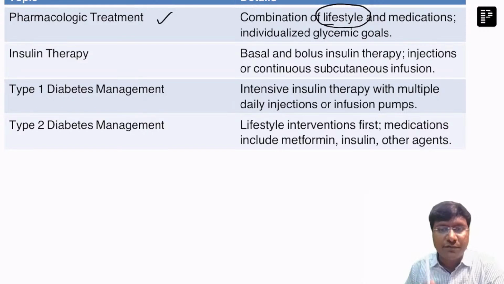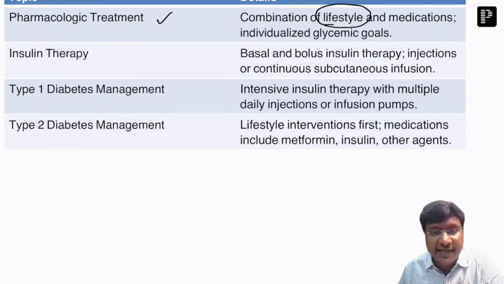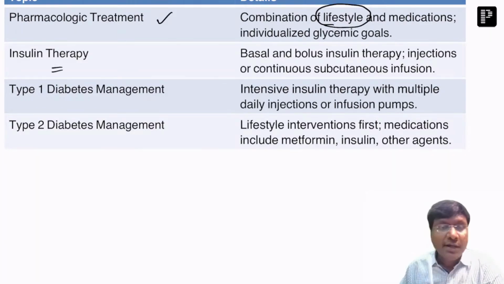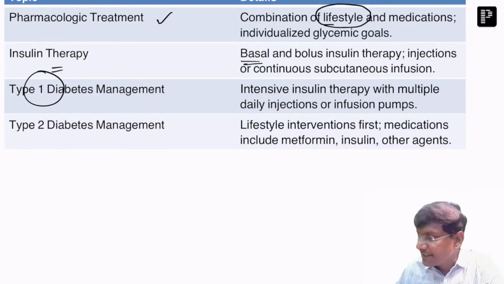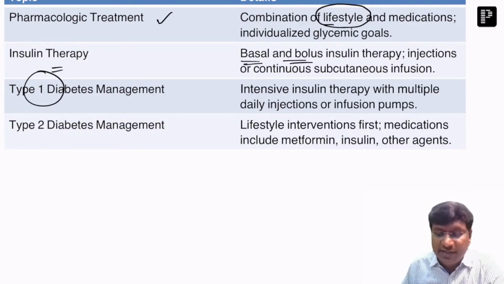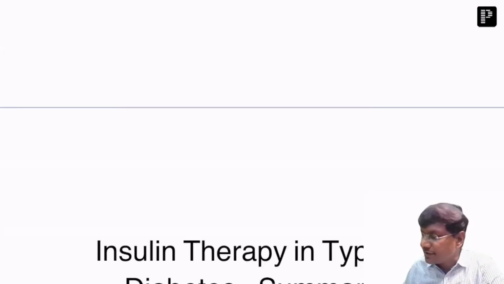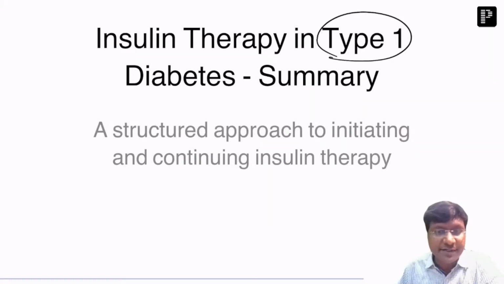So the combination of lifestyle and medications is a very, very important part of the treatment. So pharmacological treatment should not be isolated. It should be given in combination with nutritional support as well as aerobic exercise. Next is the insulin therapy. Now, insulin therapy is the preferred mode of treatment in case of type 1 diabetes mellitus. And in insulin therapy, you have both basal insulin as well as bolus insulin therapy. Now, let me discuss in detail about the insulin therapy in case of type 1 diabetes mellitus.